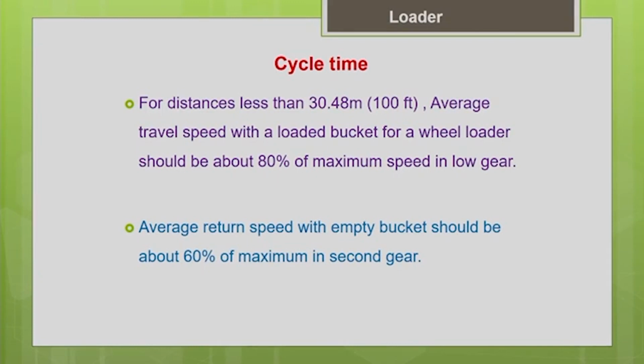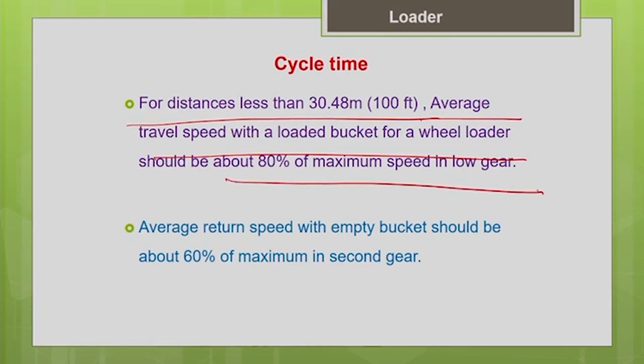If the haul distance is lesser, the travel speed is going to be lesser. For distances less than say 30 meters, the average travel speed with the loaded bucket for the wheel loader should be 80% of the maximum speed in the low gear. This is a guideline available in the literature which we can use in the estimation of the speed when you estimate the productivity. So, for the onward journey with the load, take the travel speed as 80% of the maximum speed in the low gear as given by the manufacturer.